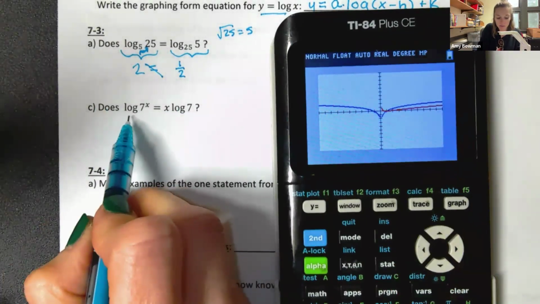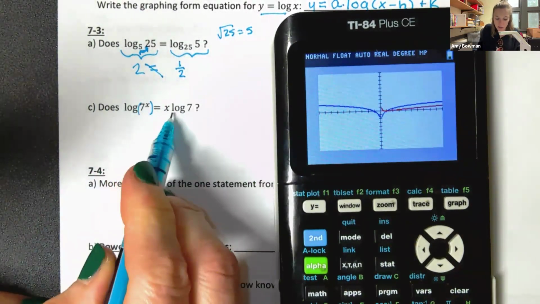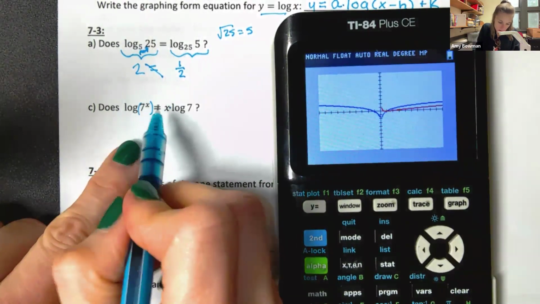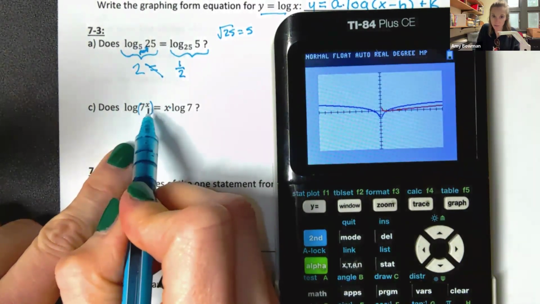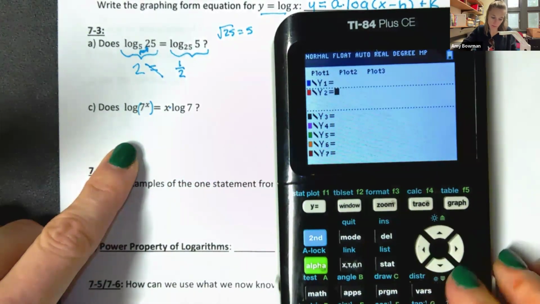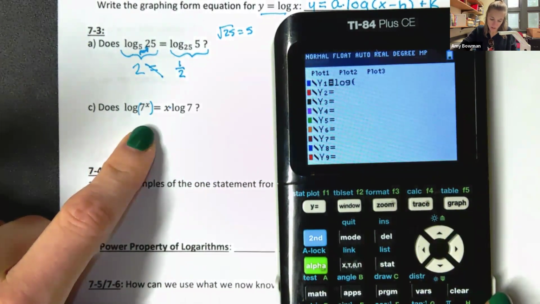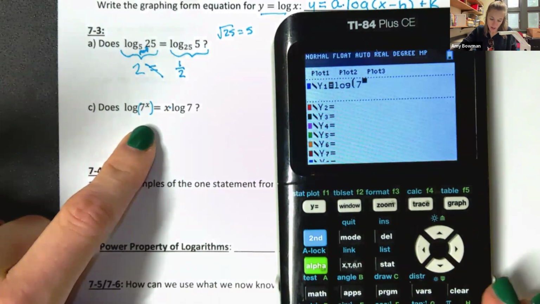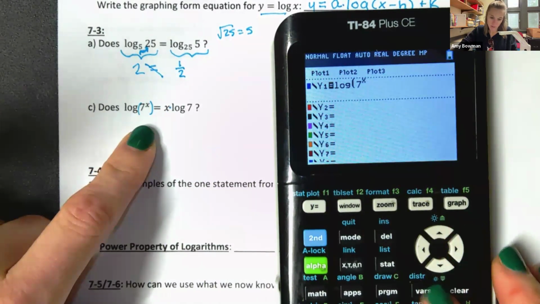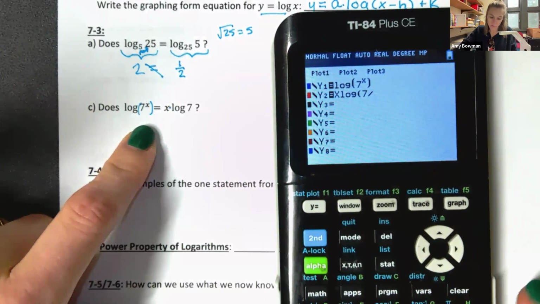Is log of 7 raised to the x, so that's inside the log, the same as x times log of 7? So in other words, can this exponent, instead of being at the exponent of 7, can it be brought down here and multiplied by log of 7? So let's try both of those. So the log of 7 raised to the x, is that the same as x times the log of 7? What do you think will happen?